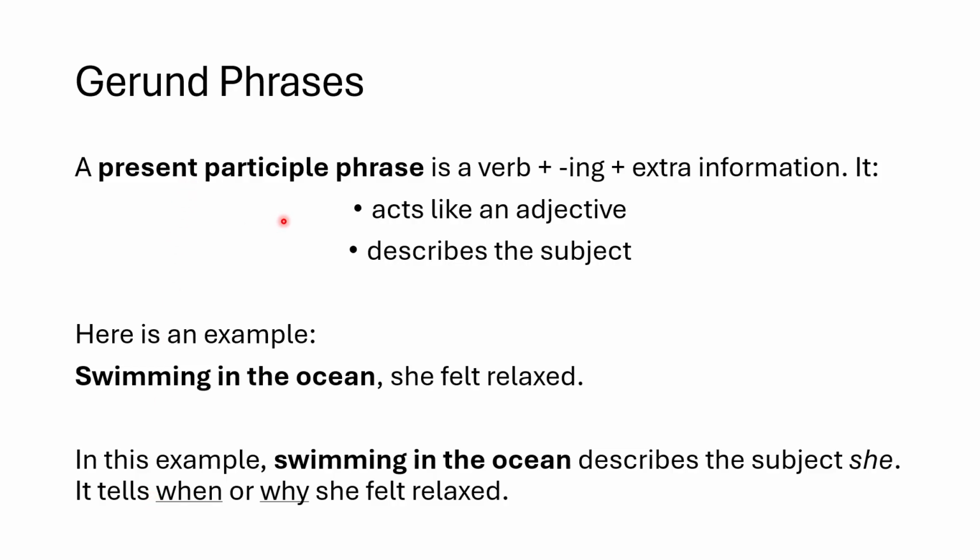A present participle phrase is a verb plus ing plus extra information. It acts like an adjective and it describes the subject. Here is an example. Swimming in the ocean, she felt relaxed. In this example, swimming in the ocean describes the subject she. It tells when or why she felt relaxed.